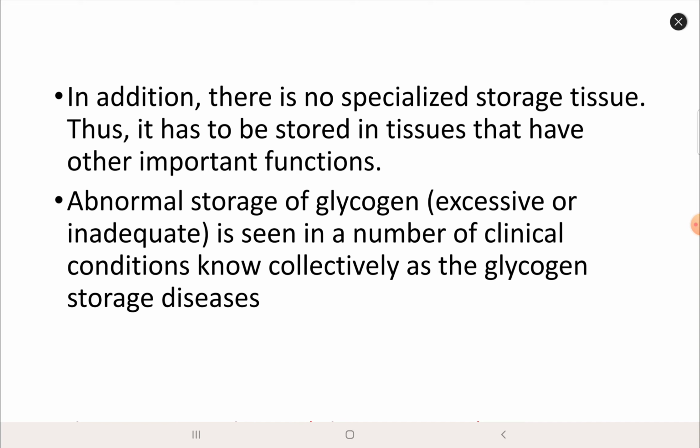Glycogen is a complex molecule of glucose. If there is any defect in the glycogen metabolism, degradation or formation, this is called glycogen storage disease. We have different types of glycogen storage disease. Each has an enzyme deficiency in glycogen metabolism. We have different names.